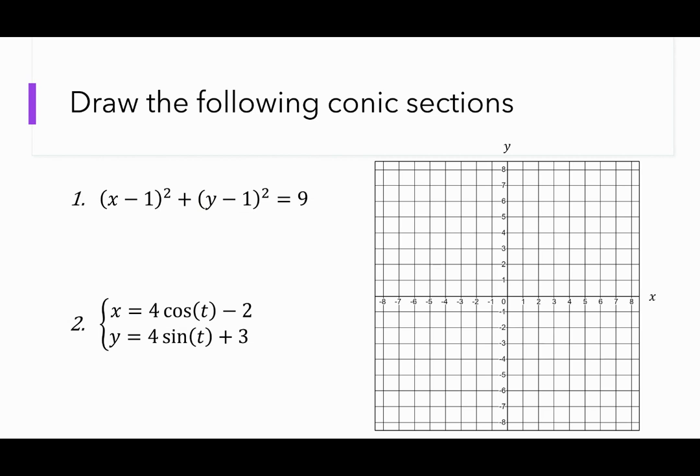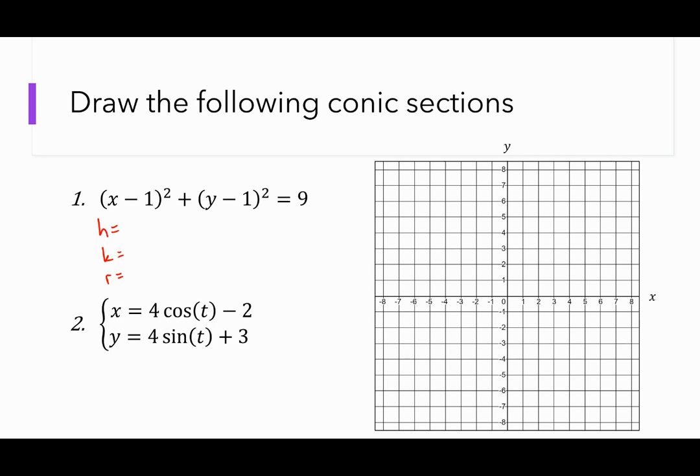Now we're going to draw a couple of conics, which in this case will be a circle, one from the Cartesian equation and one from the parametric. So for each set of equations, you want to find out once again what h, k, and r are equal to.